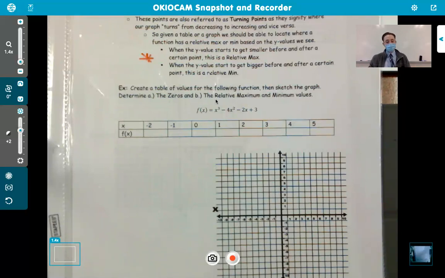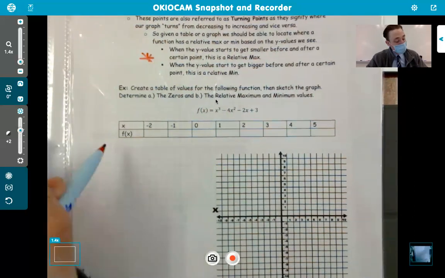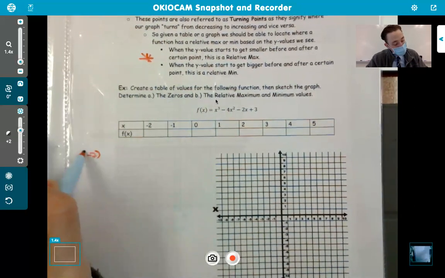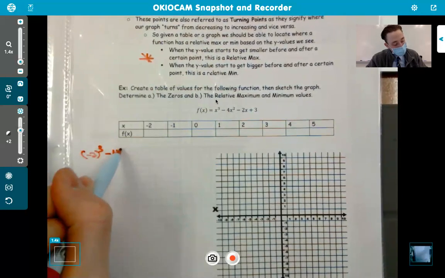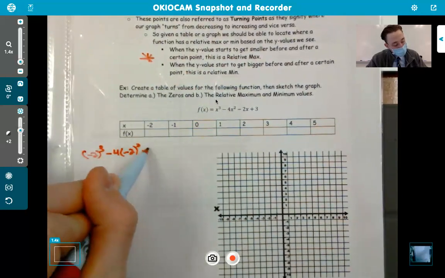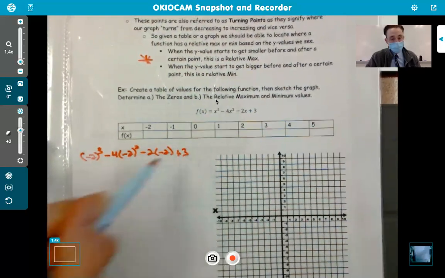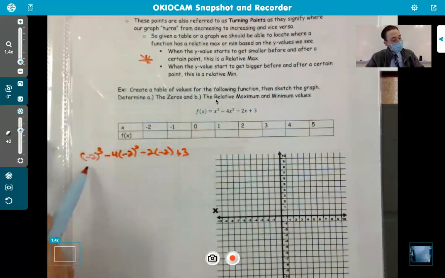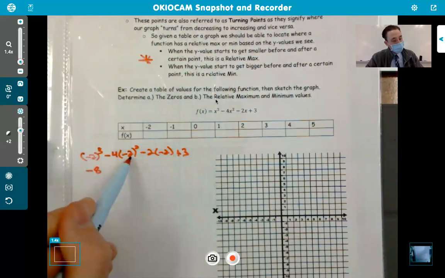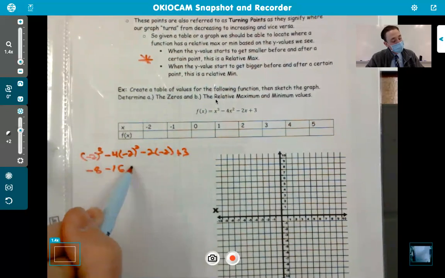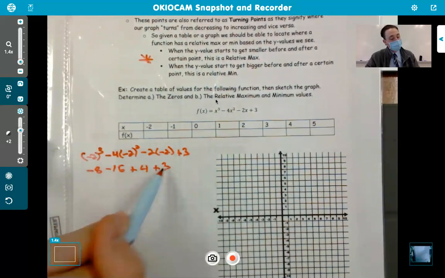So our equation that we have here is x cubed minus 4x squared minus 2x plus 3. So I'm going to find my Y values the same way that we described before. If I were to plug in -2, I have -2 cubed minus 4 times -2 squared minus 2 times -2 plus 3. Well, -2 cubed is -8. -2 squared is 4 times -4 is -16. -2 times -2 is +4, and then plus 3.